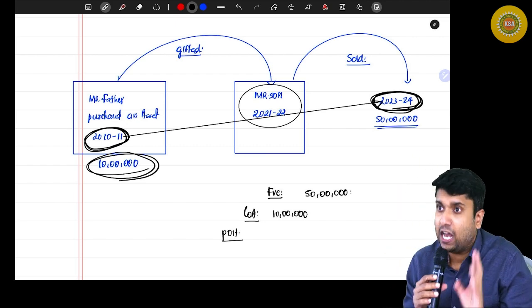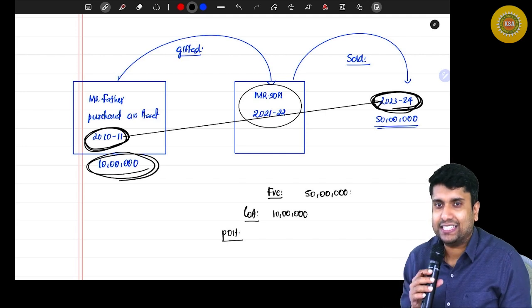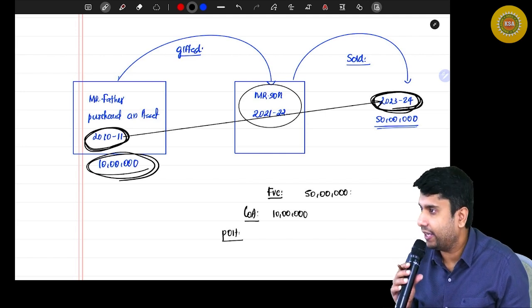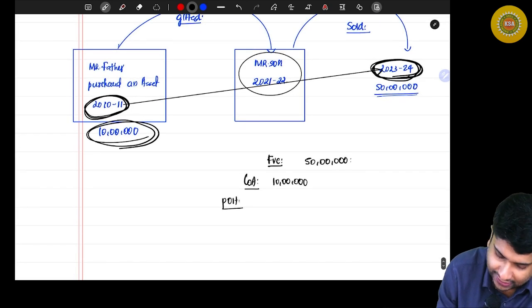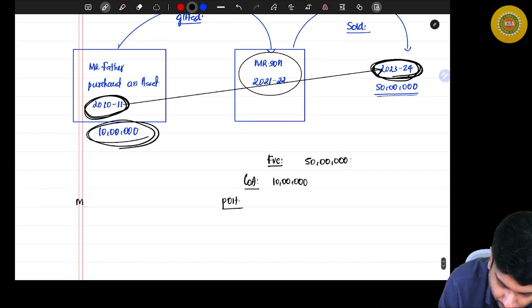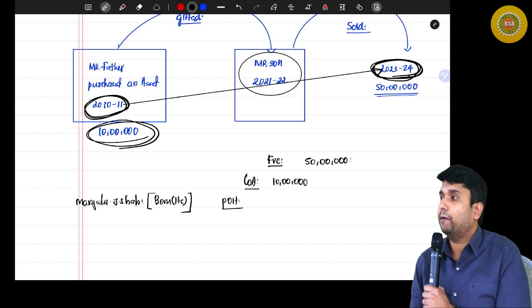The next thing, how about indexation? There's a problem. About indexation, the Income Tax Act is actually silent. So in that case, there is a thing called Manjula J. Shah. Manjula J. Shah is a case, cited by the Bombay High Court.